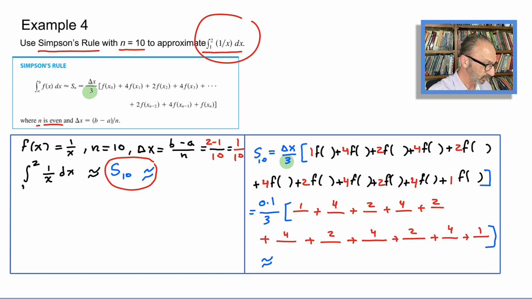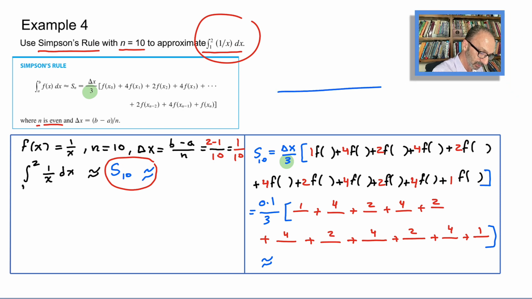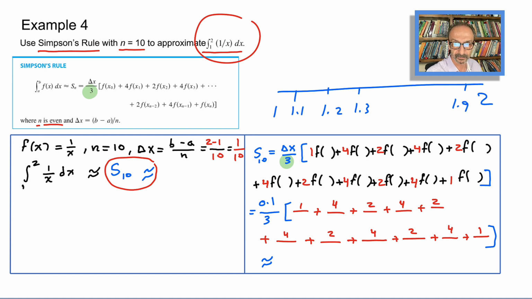And the numbers will go like this. We are going from 1 to 2, and we are dividing this into 10 subintervals. So we have 1.1, 1.2, all the way to 1.9, then 2. The first one will be plugging in 1. That's going to be f of 1, then f of 1.1, f of 1.2.